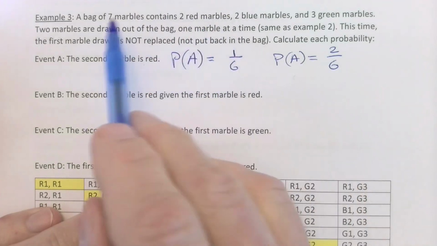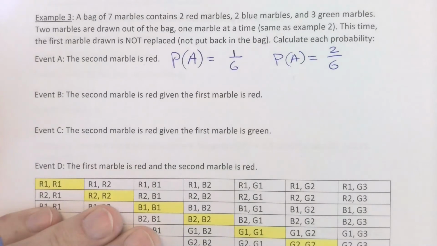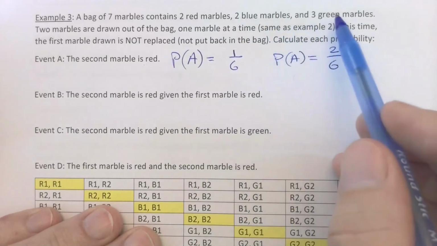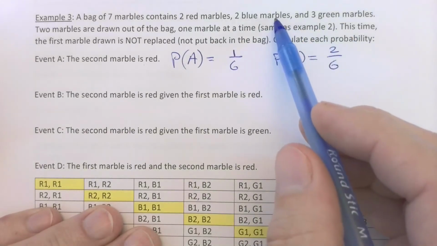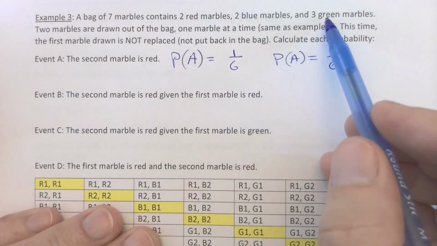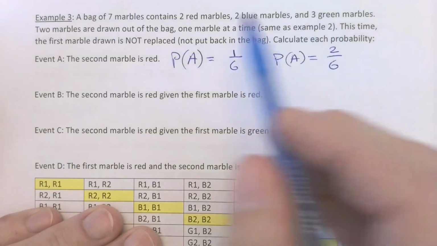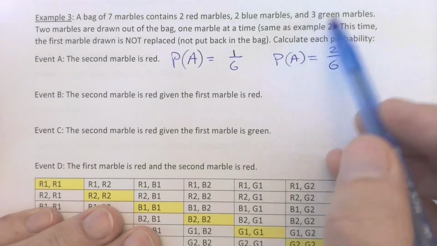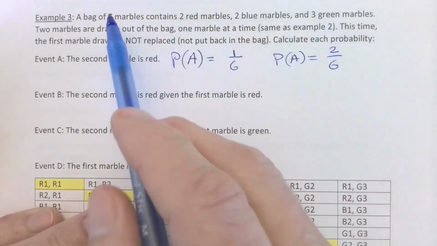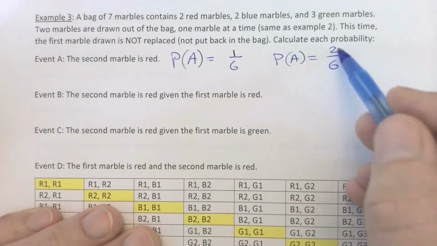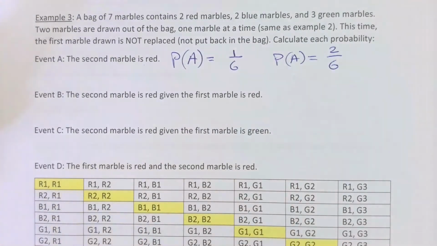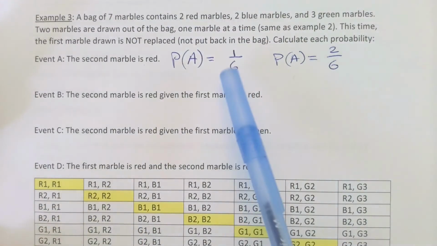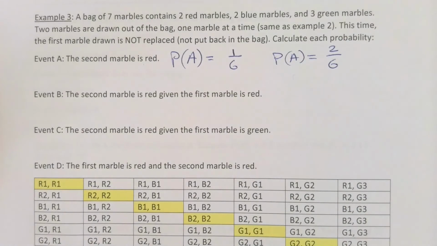And a total of not 7, but 6, because remember we didn't put it back. So that would be 1/6. But if the first marble drawn is blue or green, let's just say maybe it's green. Okay, well now you still have 2 red marbles in the bag, but you took one of the green ones out, and so now you're down to 6 instead of 7, and that's how we get 2/6. But again, you can't know which one's right because we don't know how the first one turned out.